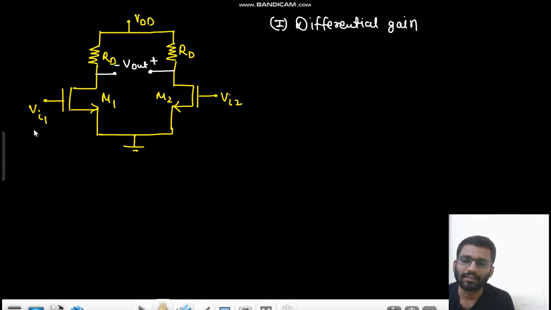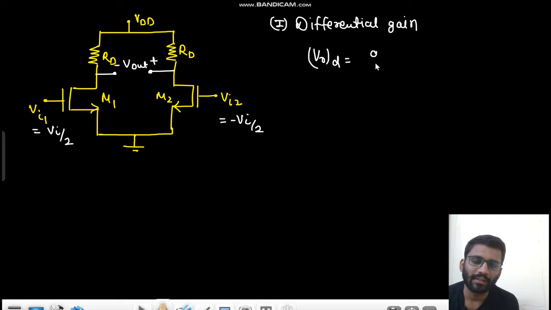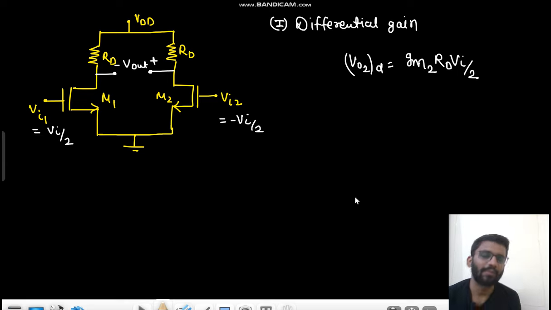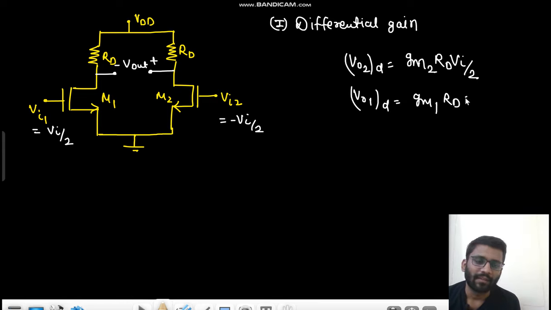Okay, so this will be replaced by Vin by 2, and this will be replaced by minus Vin by 2. So now I can directly write the output. V out differential, that would be GM2, or I can write it completely. For one last time, I am writing it completely. V02 differential is here we have GM VN, so it would be GM2 RD Vin by 2, right? Because here we have GM VN current, and V01 D would be GM1 RD Vin by 2, but minus sign, right? Because the current direction is this.